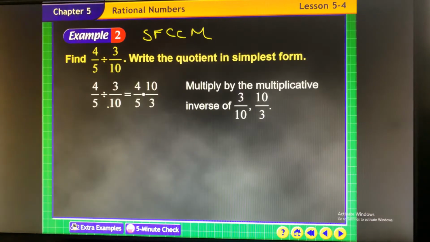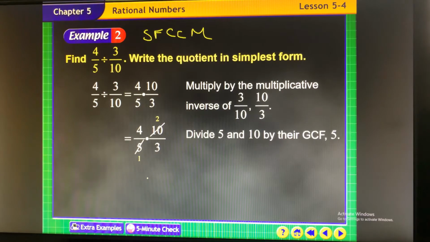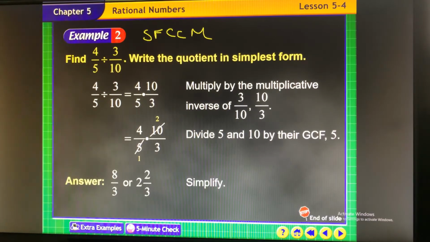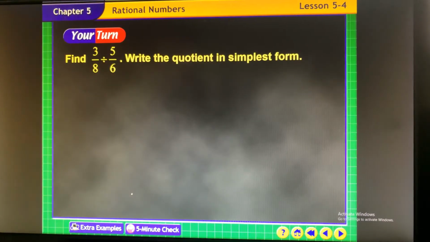So skip, flip it, look and see, can you do some cross canceling, which you can right here, and then do 4 times 2 and 1 times 3, you get 8/3. How many groups of 3 are in 8? There's 2 with 2 left over. Skip it, flip it, multiply it.